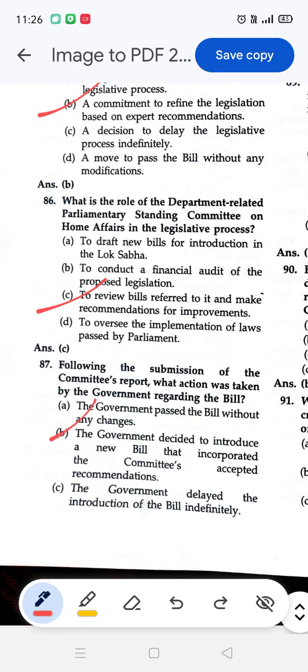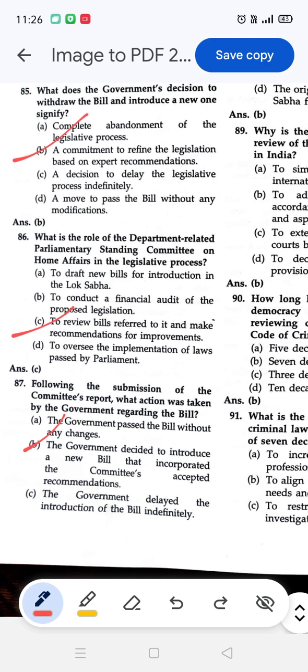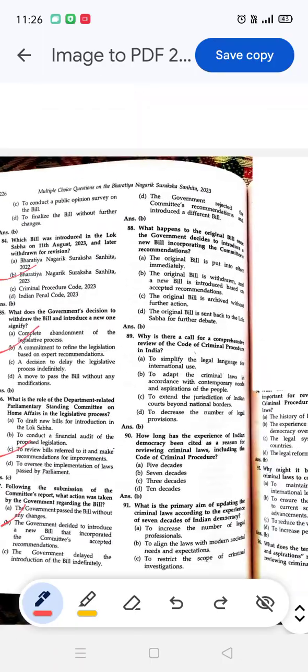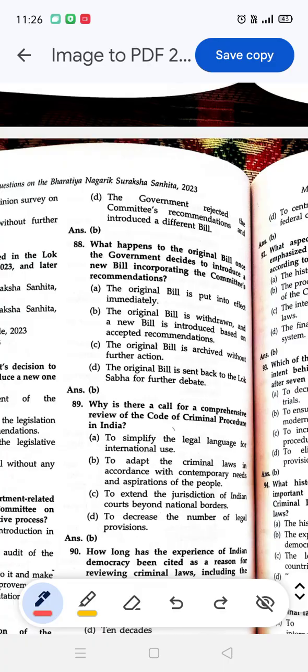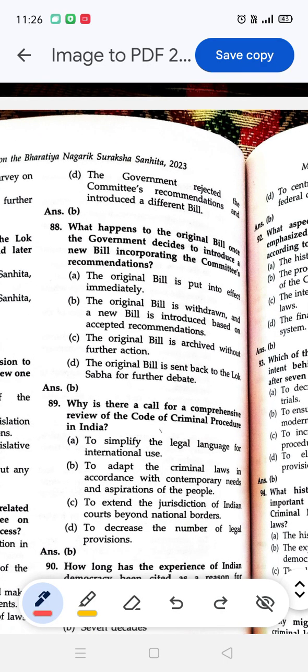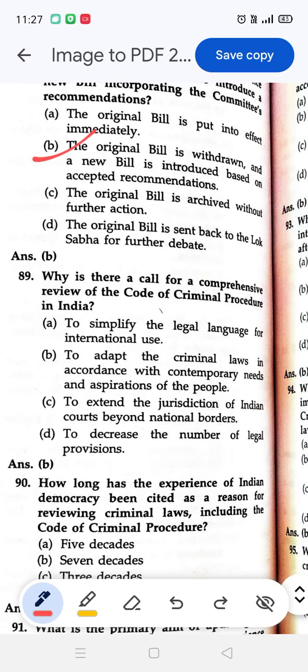The government decided to introduce a new bill that incorporated the committee's accepted recommendations. Question number 88. What happens to the original bill once the government decides to introduce a new bill incorporating the committee's recommendations? So option B is correct. The original bill is withdrawn and a new bill is introduced based on accepted recommendations.